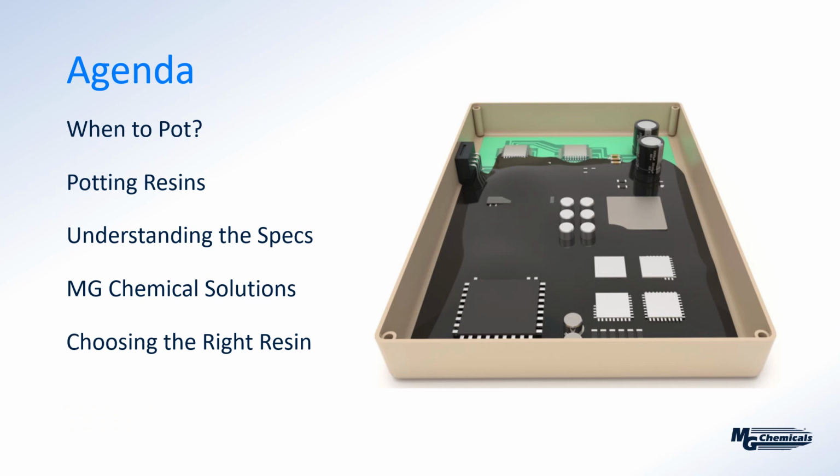So on the agenda today, what we're going to talk about is when to pot. In what circumstance do you distinguish when you need to conformally coat a circuit board versus when potting or encapsulation might be the more ideal solution? From there, we're going to look at the different potting resins that are available. Specifically, we'll break down epoxy versus silicone and polyurethane.